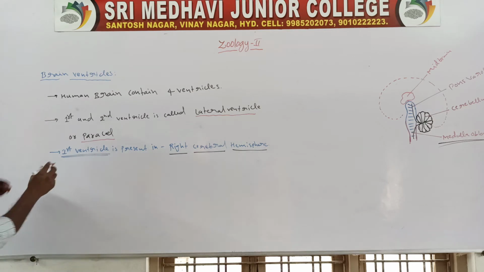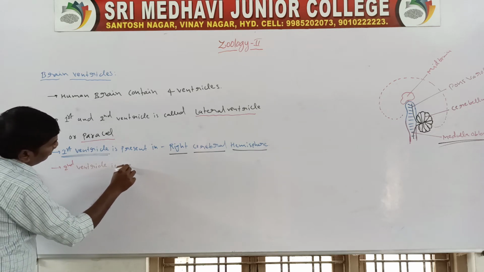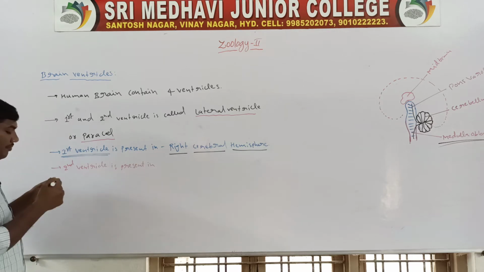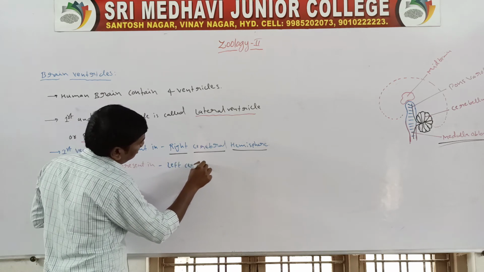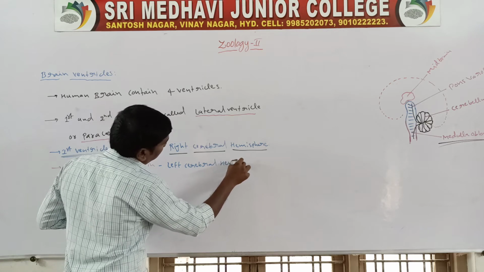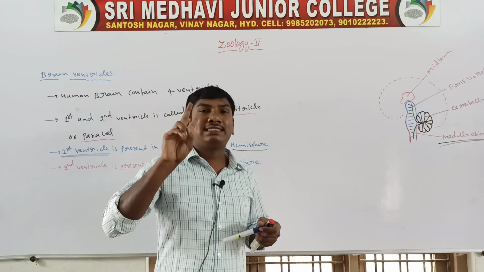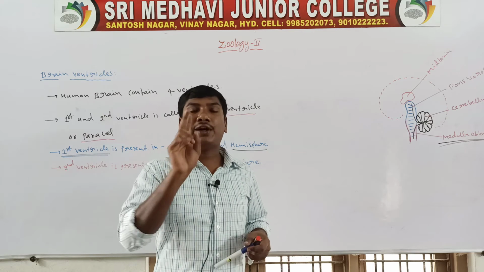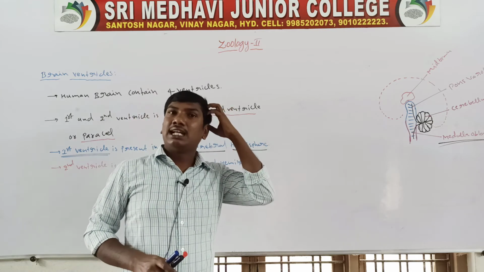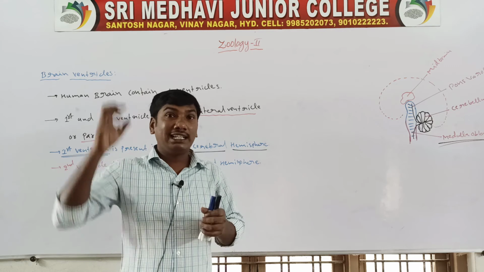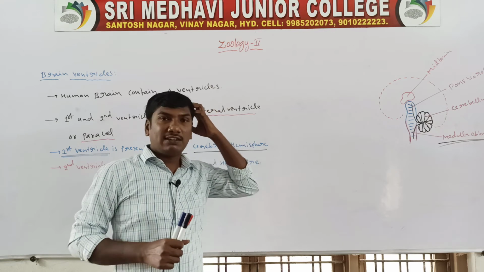Next, the second ventricle is present in the left cerebral hemisphere. So the human brain contains 4 ventricles. The first and second ventricles are called the lateral ventricles or paracoel. The first ventricle is in the right cerebral hemisphere, and the second ventricle is in the left cerebral hemisphere.